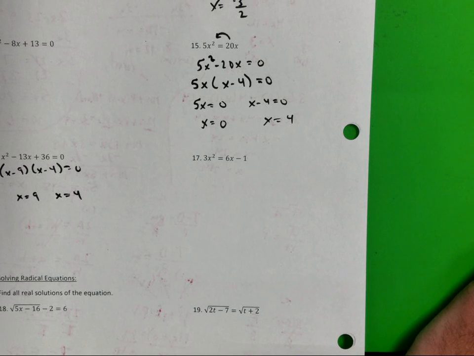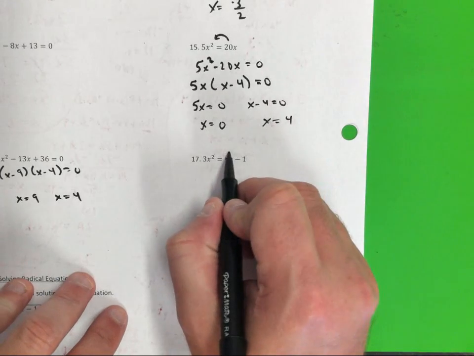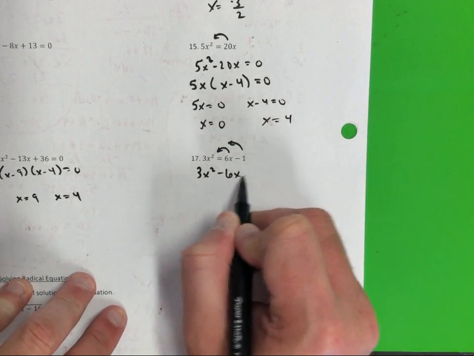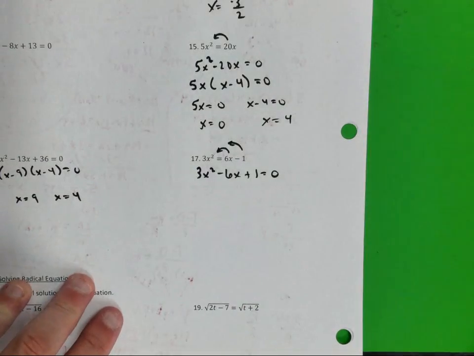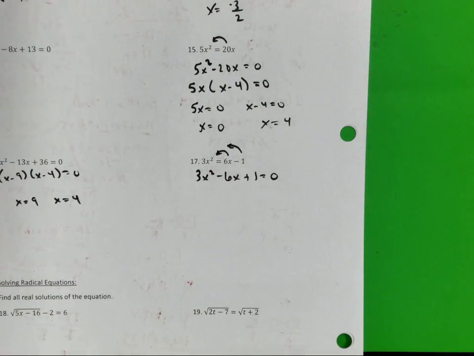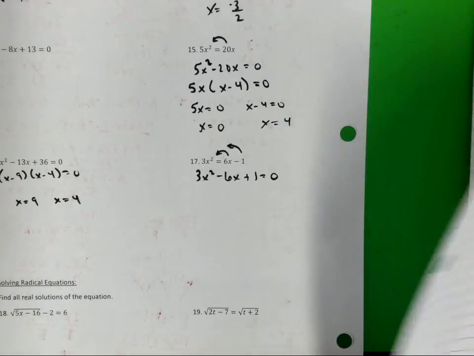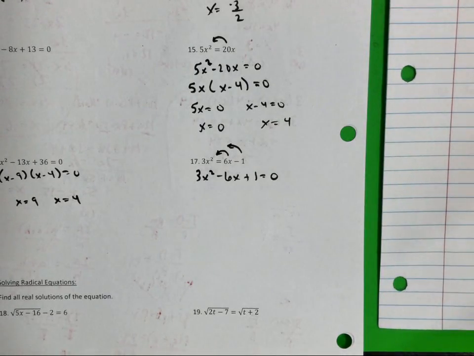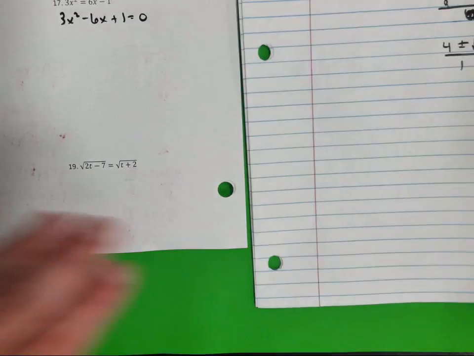Alright. Number 17. Is it in standard form? No, I'm going to bring it over. Bring both of those over. So I get 3x squared minus 6x plus 1 equals 0. Okay, I'm going to try to factor it. Think about it. Can you factor that? Take a moment. Just don't blurt it out yet. What do y'all think? No, we have to use the quadratic formula on this one.